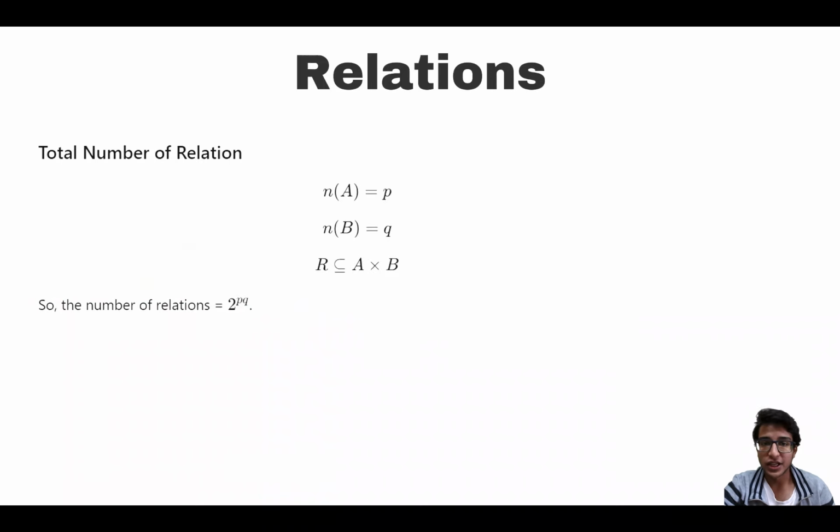And the total number of relations that can occur between A and B. Of course, for A cross B, we know how many elements there are in A cross B. It is going to be P into Q. If there are P into Q elements in this set, and I hope you all remember in sets we had studied, the total number of subsets for any set which has n elements is 2 to the power n. So simply here also the total number of relations would become 2 to the power pq. So that is how we arrive at this number here. The number of relations is 2 to the power pq.